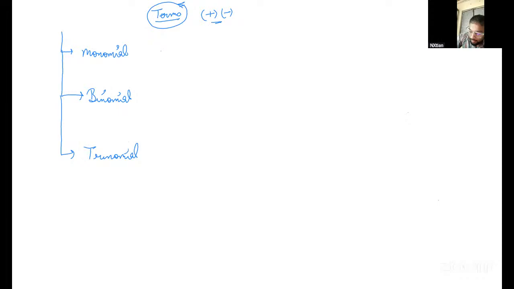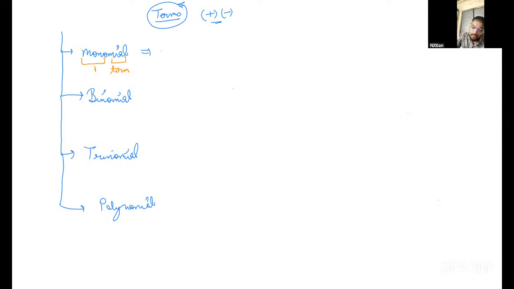Trinomial, and also quadrinomial and polynomial. So monomial: from the name itself, the meaning is there. Mono means one. Mial means term. So if it has only one term, then it is called a monomial.